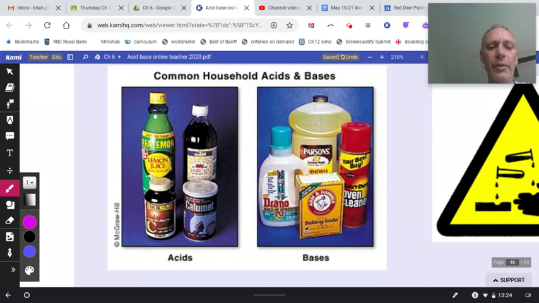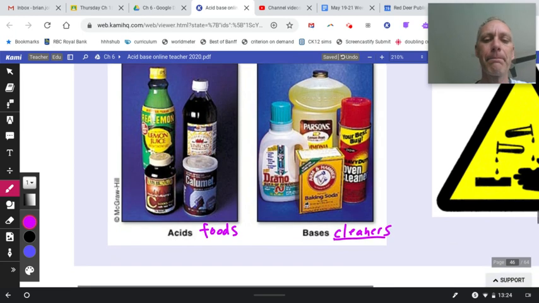Here's some examples of common household acids and bases. And you'll notice that most of the acids are foods and most of the bases are cleaners. So we eat a lot of foods, we use a lot of foods around the house in the kitchen, and then we clean up our food spills with bases. So acidic foods, basic cleaners. As a general rule, there's certainly exceptions to that.